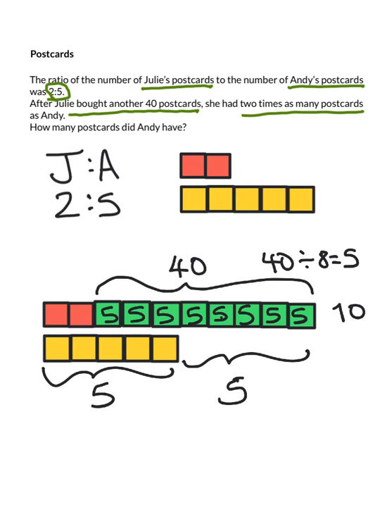If each green square is 5, that means the red and the yellow squares are also 5. That means that Andy originally had 5 yellow squares of 5 postcards each, which equals 25 postcards.